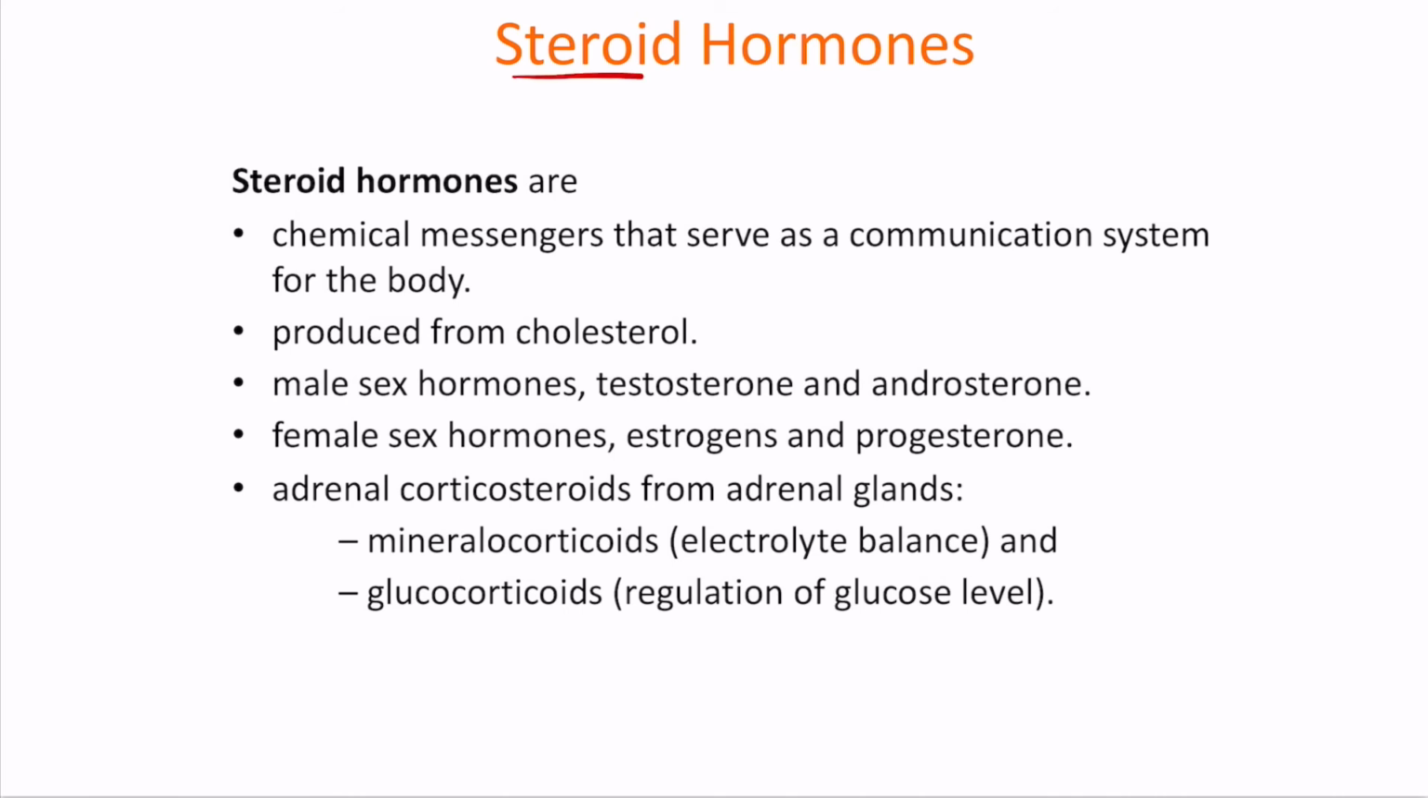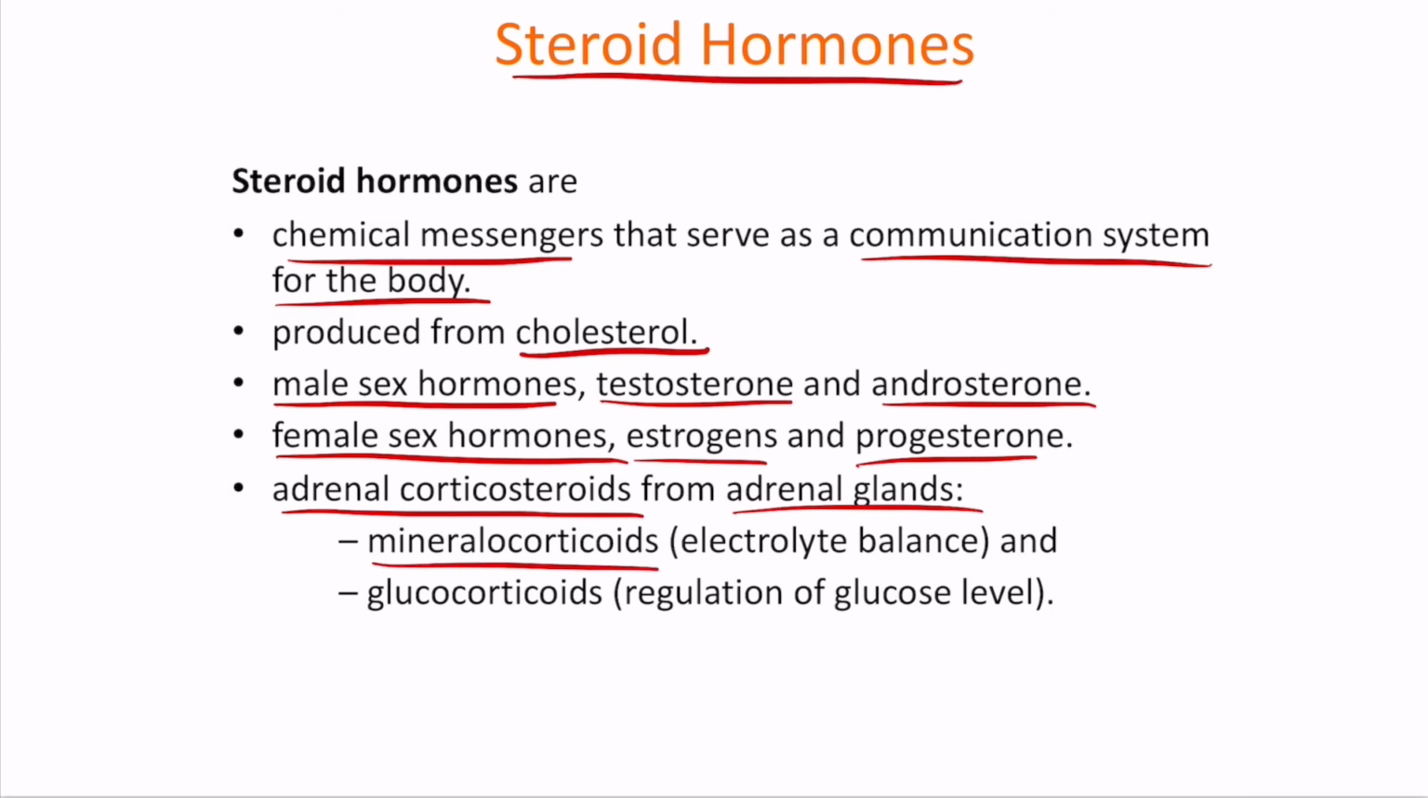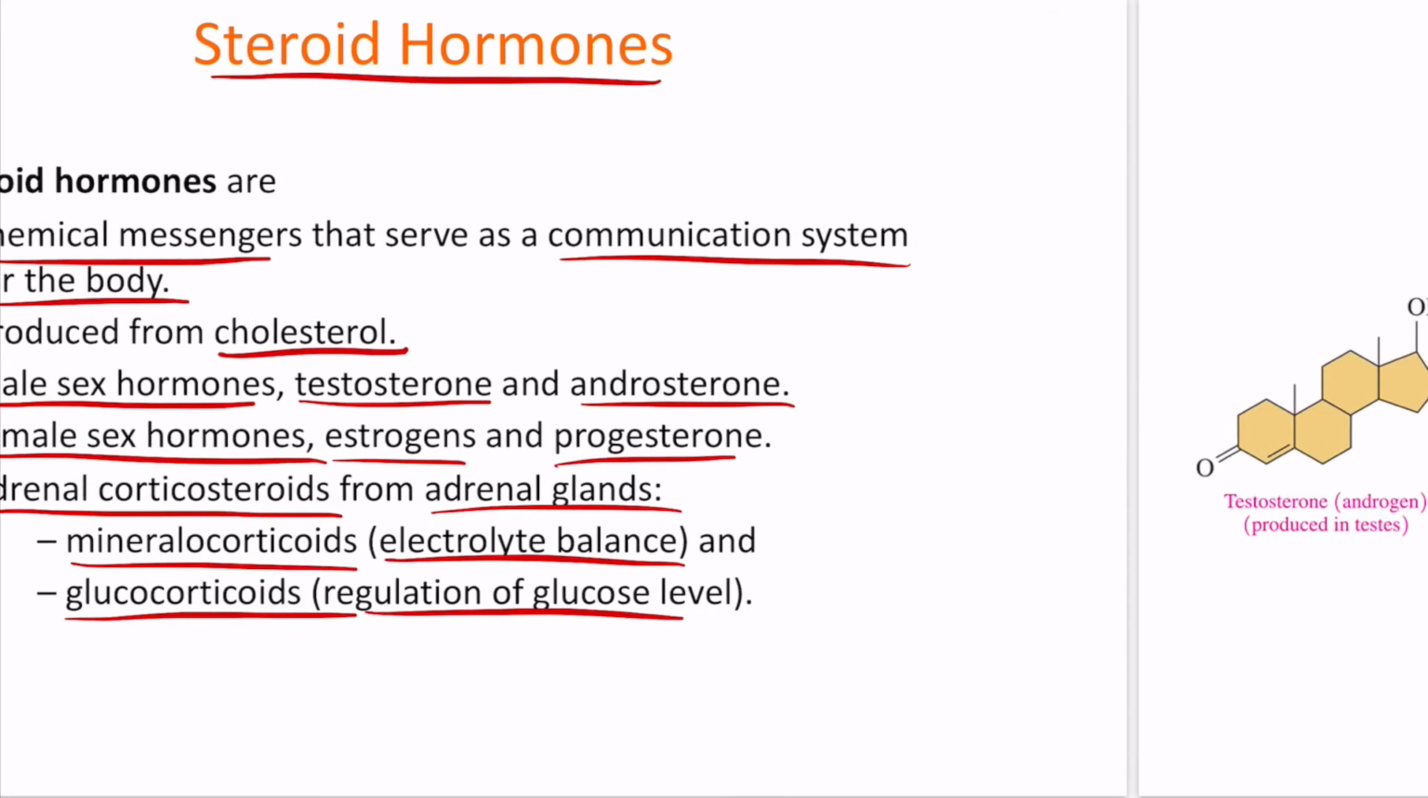Next, let's talk about steroidal hormones. These are the chemical messengers that serve as a communication system for the body. These are produced from cholesterol. You have male sex hormones, which are testosterone and androsterone. You have female sex hormones, which are estrogens and progesterone. And you also have adrenal corticosteroids from the adrenal glands, which are mineralocorticoids, used for electrolyte balance, and glucocorticoids, which regulate the glucose level.